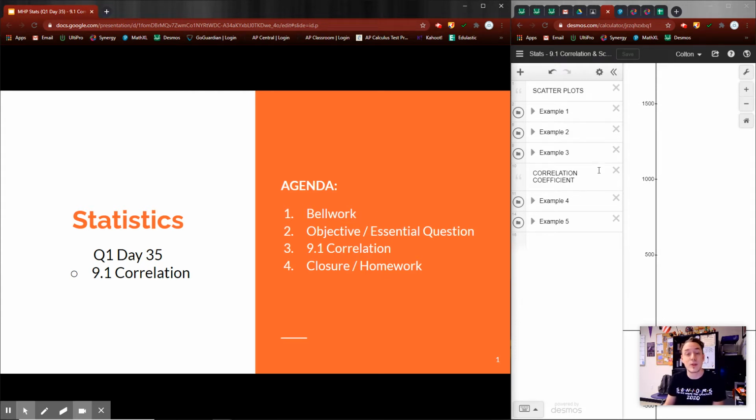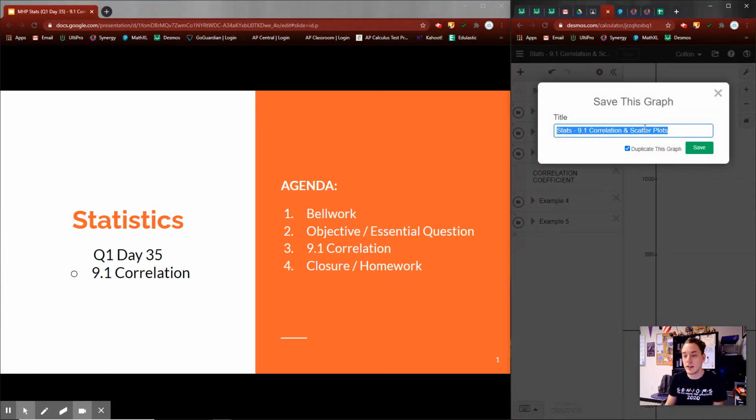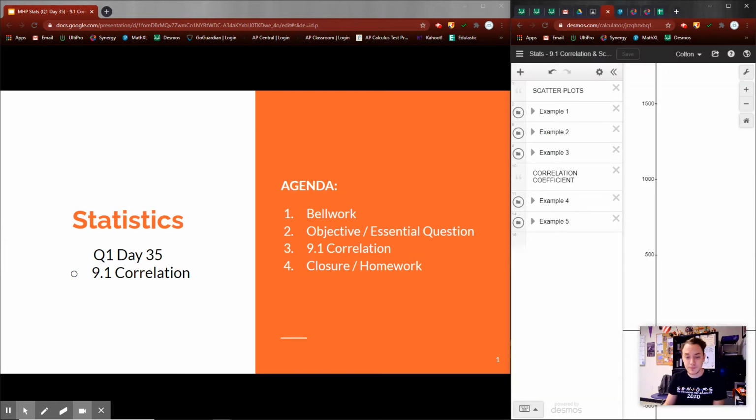I do have my Desmos pulled up right here, and before we get started, I'm just going to share with you this right here. This is what we call the 9.1 correlation and scatter plots. It's in your Google Classroom, just underneath your Desmos statistics links there. Go ahead and click on that so you can follow along, and that would be great. Awesome. Let's get started. What is correlation?